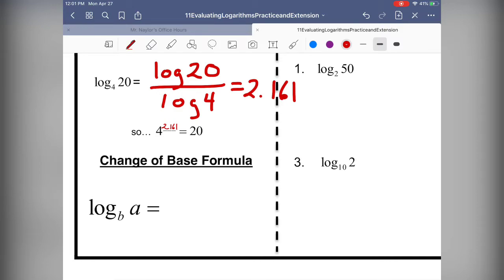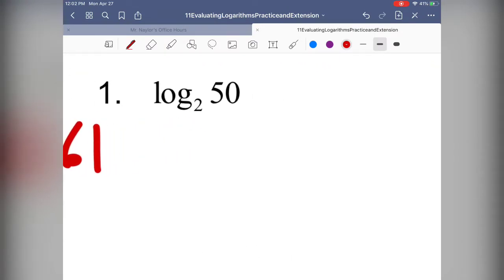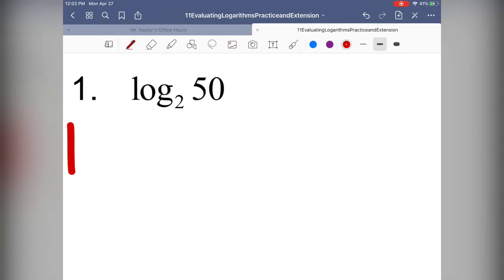Now, the change of base formula says that I can figure out the value of any log base b of a by simply dividing the log of a by the log of b. What I like to say is you always divide by the base. You always divide by the log of the base. So if we're asked to figure out the log base 2 of 50, remember, that means we're trying to find the exponent that we would put on 2 to get 50. But we don't know what that is in our head, and we're not able to just match the bases either.